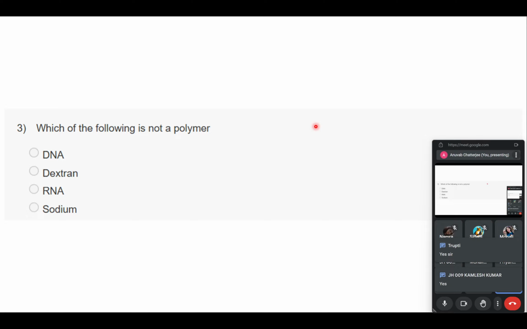So next we have a different type of a question. Which of the following is not a polymer? The options are DNA, dextran, RNA, and sodium. So we have a flurry of answers. Trupti, Lakshmipriya, Jagruti also say it is D, sodium. Mona Lisa, Shantipriya, Kamlesh also say D. Sunita, Shivani, Namrata, Shivani again, and Aruna also say it is D, sodium, and Shraddhanjali also says it is D, sodium. Okay, so quickly going through this.